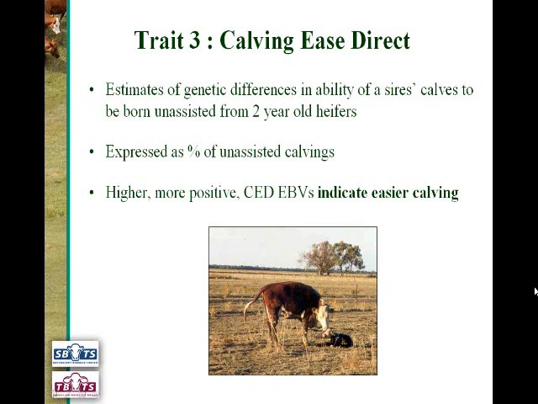And when we're trying to interpret these EBVs, a general rule I think that you can use is you can gauge which direction to select on the EBV from the name of the EBV. With calving ease, it's a calving ease EBV, not a calving difficulty EBV. So the higher EBVs indicate more calving ease, which is the way that we want to select on this trait.